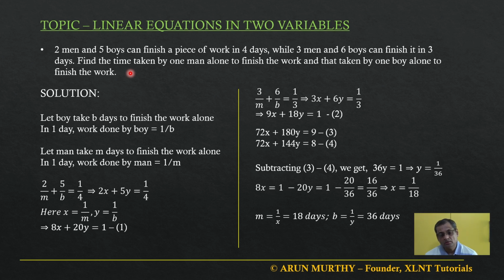If we subtract equation 4 from 3, we get 36y is 1, which means y is equal to 1 over 36. We can substitute y in one of these equations. I am putting it in equation 1 and solving for x. When I solve it, I get x as 1 over 18. But y is the reciprocal of b and x is the reciprocal of m. So to find m, we take the reciprocal of x, and we get 18 days. And b becomes 36 days. So the man takes 18 days to complete the work if he is working alone, and the boy takes 36 days to complete the work if he is working alone.